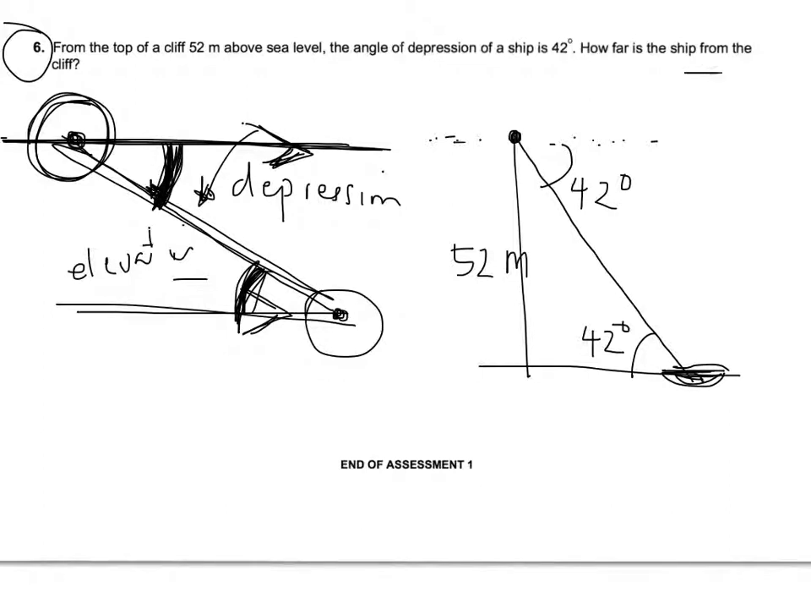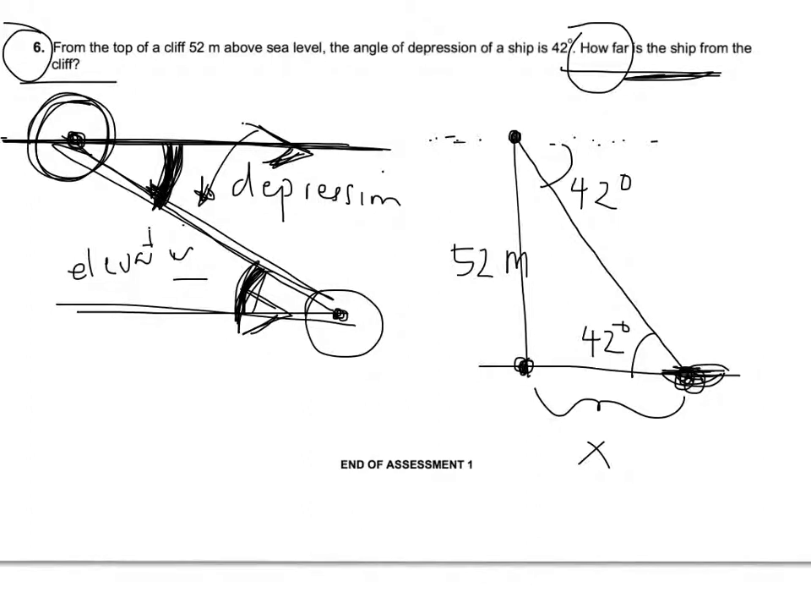Now, if we want to find how far the ship is from the cliff, then from the ship, you're looking for the distance from the base to the ship. And we can just simply put that as x. And then you solve it. What did you get?